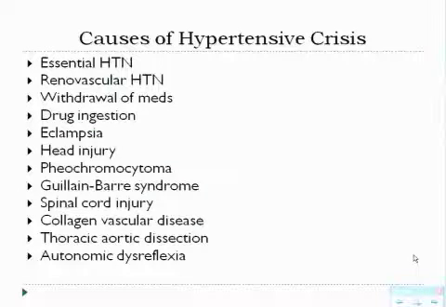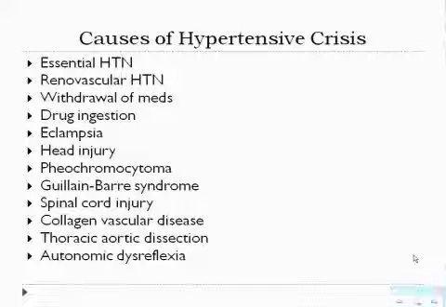The causes of this, of course, could be essential hypertension that went out of control. Renovascular hypertension is another possibility, where the person all of a sudden has occluded more of their renal artery. Withdrawal from medications, the big one being clonidine. The other one I've seen is Procardia XL, which will also do this. Drug ingestion such as cocaine will induce this as well. Patients that develop preeclampsia and go into eclampsia will have hypertensive crisis. I've seen a woman go into full-blown pulmonary edema from eclampsia. It's pretty impressive. Head injury patients will do this as well.